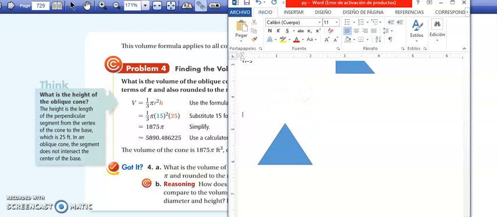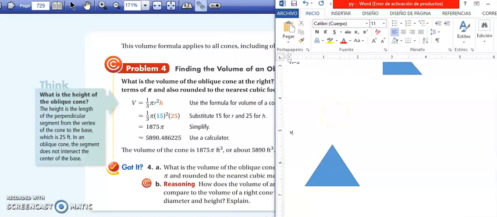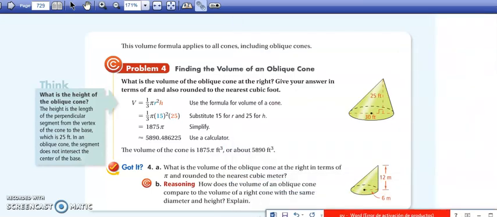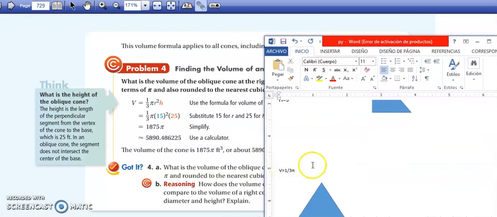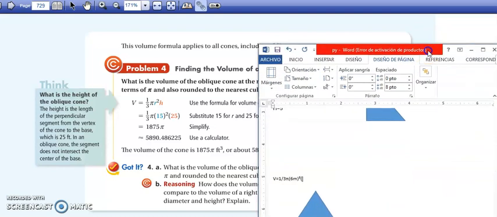Now, we will remember the formula is 1/3 multiplied by pi times the radius to the second power. In this situation, the radius of the figure is 6 meters, to the second power, multiplied by 12 meters.